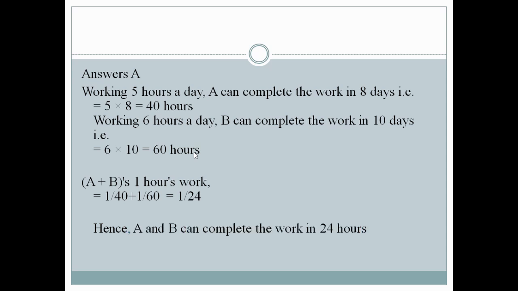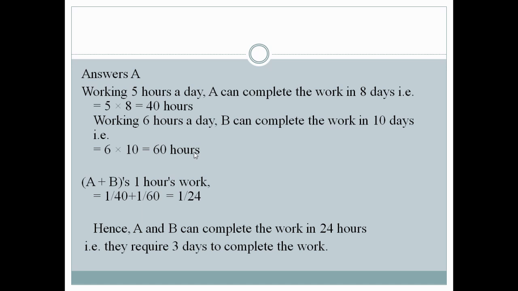24 hours, they are working 8 hours per day, which means it is 3 days. 24 divided by 8, it is equal to 3 days. So which means they require 3 days to complete the work. So hope it is understood. Working 5 hours a day, A can complete the work in 8 days. Working 6 hours a day, B can complete it in 10 days, which means total number of hours is 40 and 60 respectively for A and B. So A plus B's 1 hour work we can calculate as 1 by 40 plus 1 by 60 equal to 1 by 24.